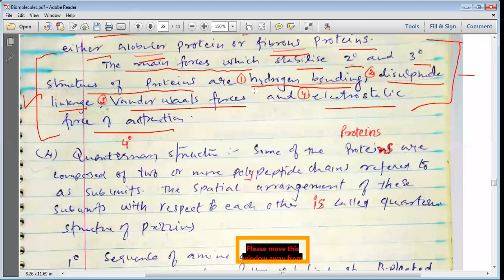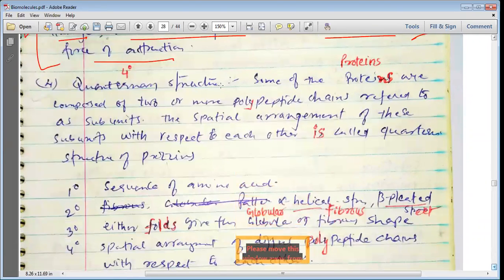The answer is four types of forces. One is hydrogen bonding, another is a disulfide linkage, third one is van der Waals forces, and fourth one is electrostatic force of attraction. Now at last we want to study about the quaternary structures of the proteins.